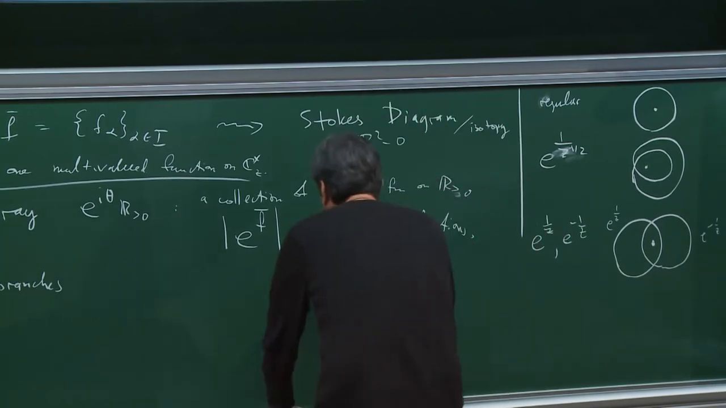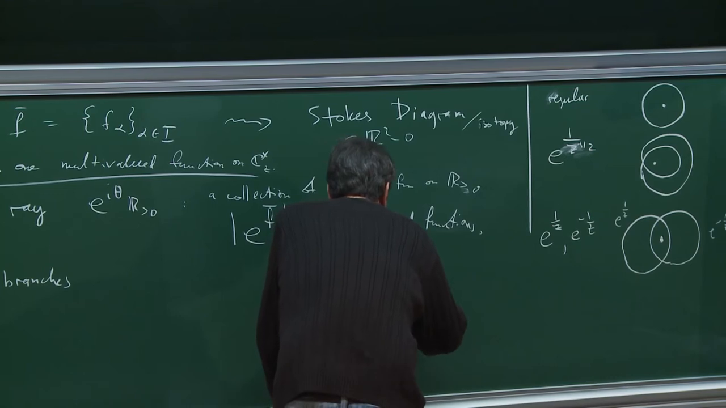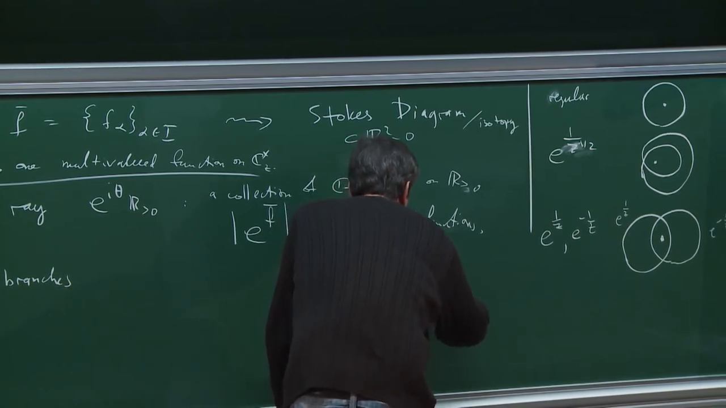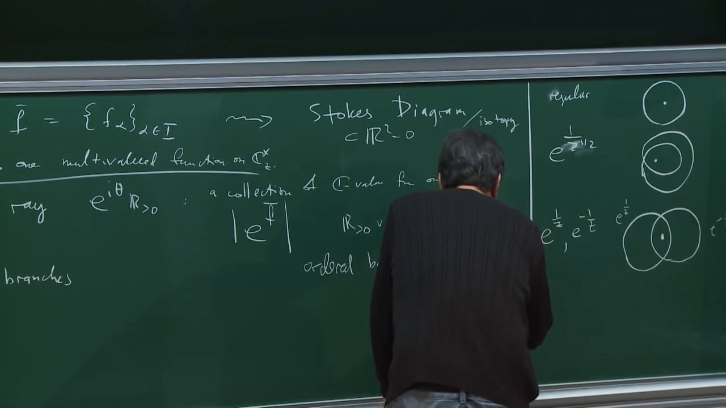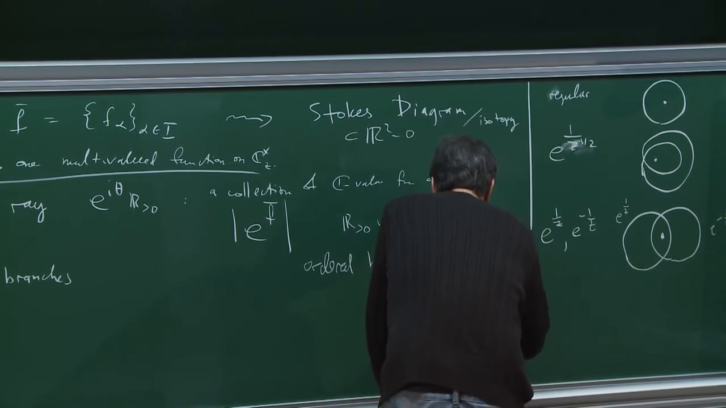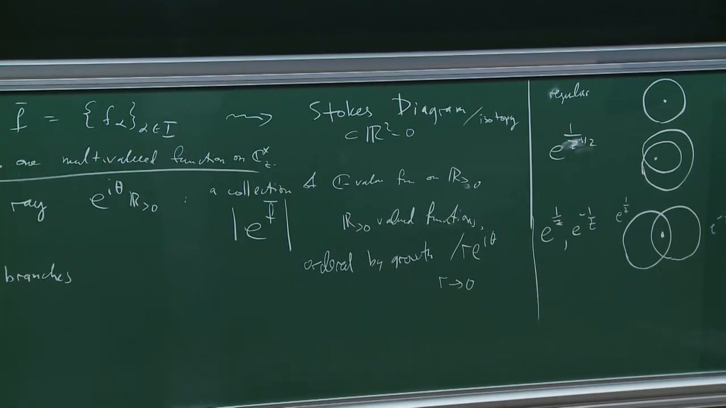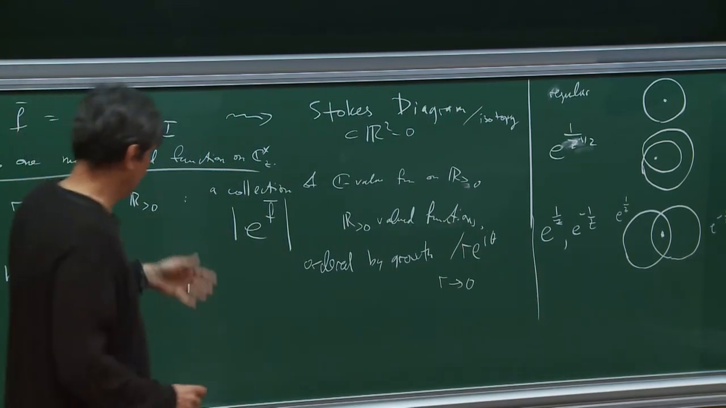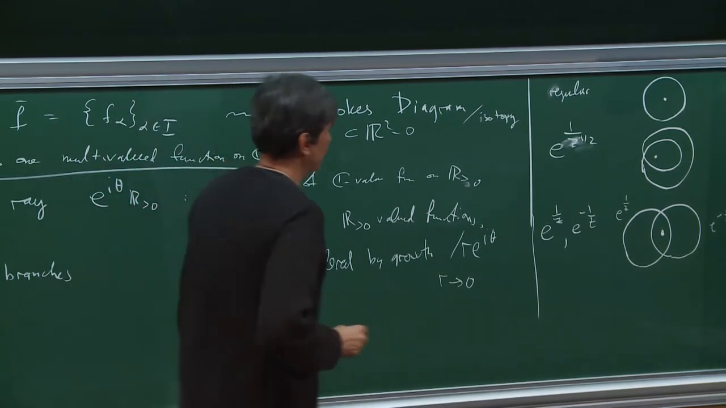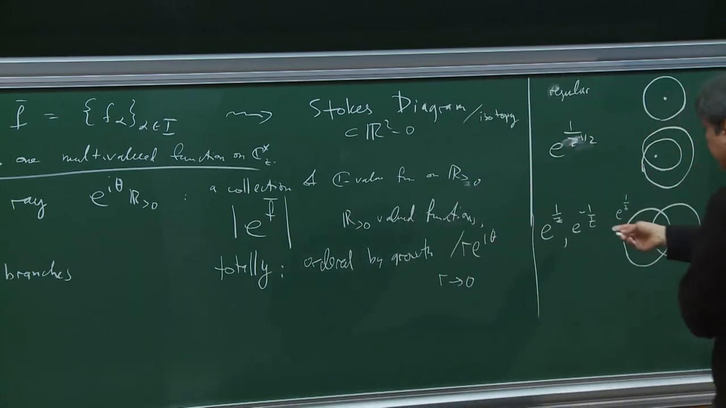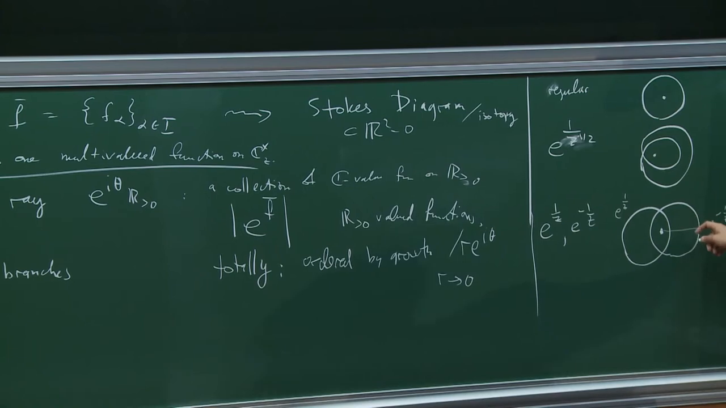And the order by growth. Now I go to zero, not to infinity, because they are totally ordered. Now, for example, let's consider here the positive ray.